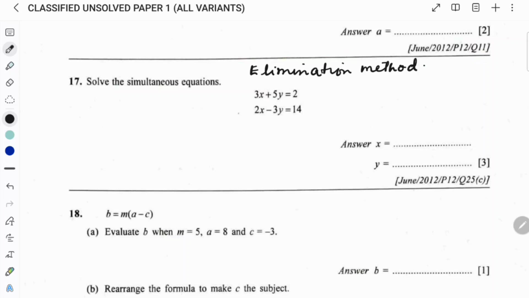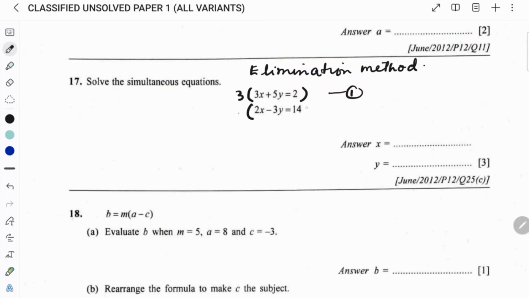Why I'm asking you not to use the substitution method is that otherwise you'll be getting the same answer. For example, if this is your equation and you want to take x as the subject, it will become 2 minus 5 upon 3. It's more difficult for you if you solve by substitution method. So it's easier to do by elimination method. So we have already decided that we'll eliminate y because of the opposite signs.